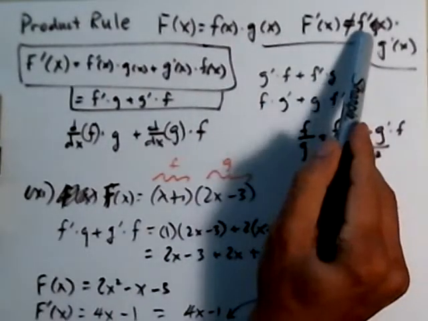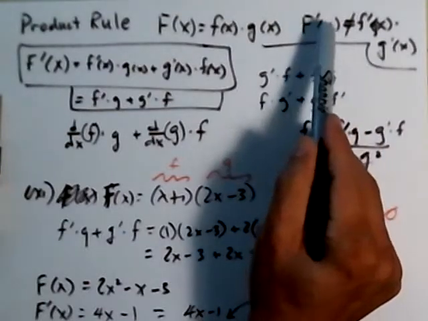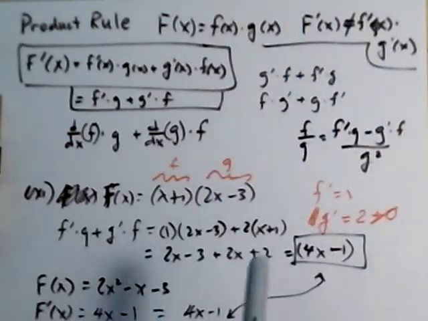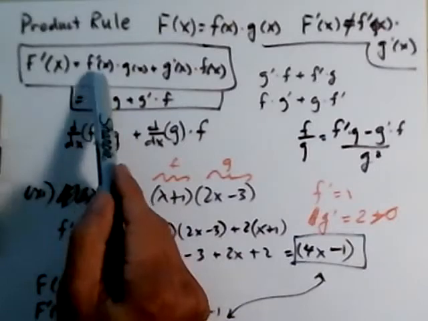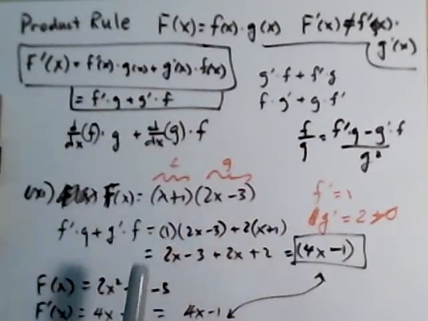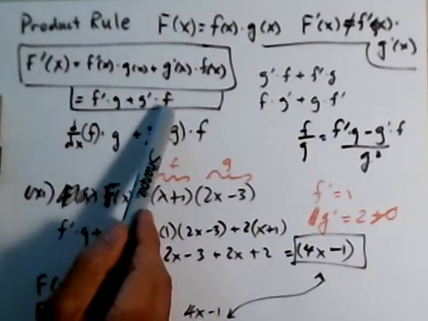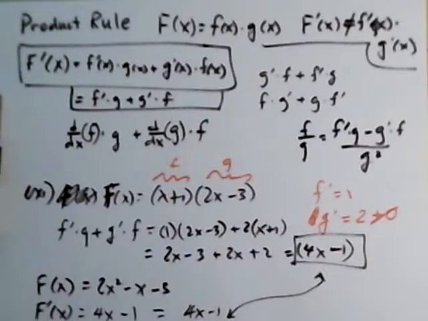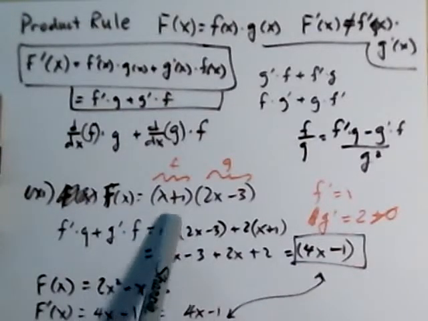Notice it's not the derivative of the first times the derivative of the second. You just can't distribute that out. It turns out to be a pretty complicated formula, f prime times g plus g prime, the derivative of the second, times the first. And here we have it. We did it both ways.